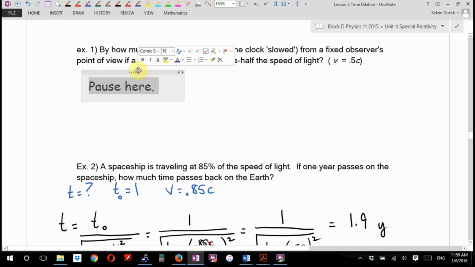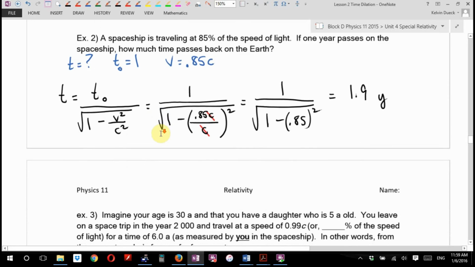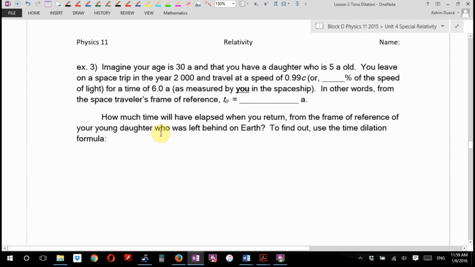I'm going to come back to example 1 in a second, but let's go to example 3. This is where it gets weird. Imagine your age is 30.